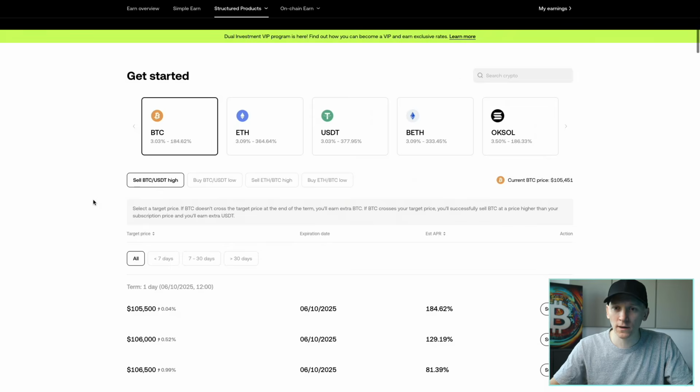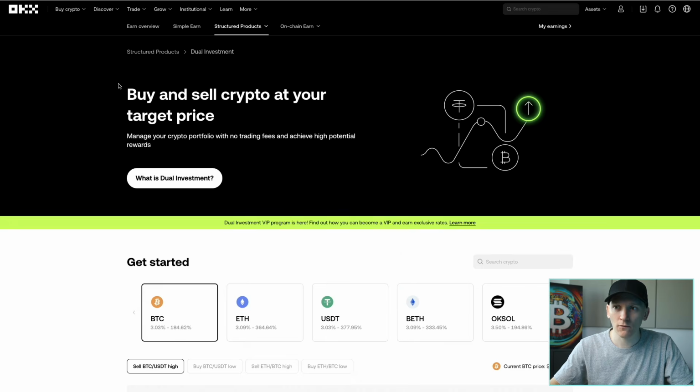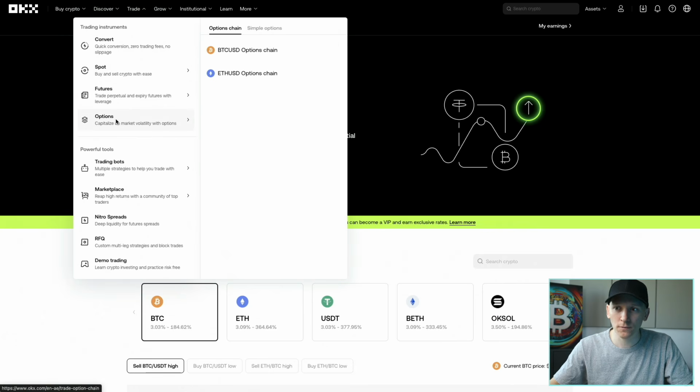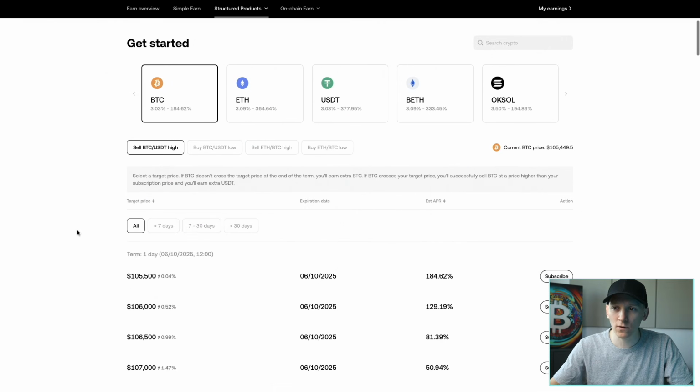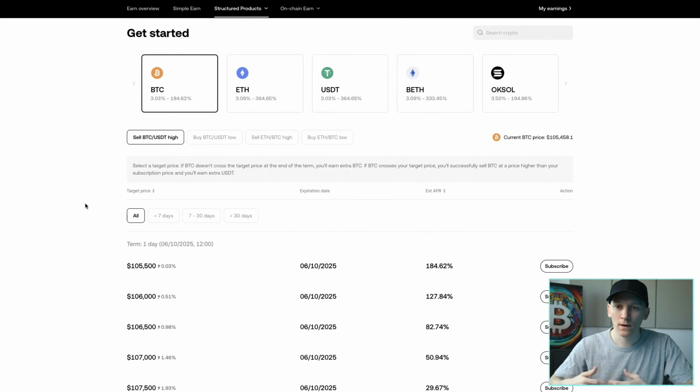Now, what we're actually doing here in dual investment is writing options. We're selling options on the options market on OKX. This is just a much simpler way to trade options rather than going to the professional options trading screen, which is incredibly complex. So what we can actually do on this screen is sell other people the option to buy or sell our assets in the future.